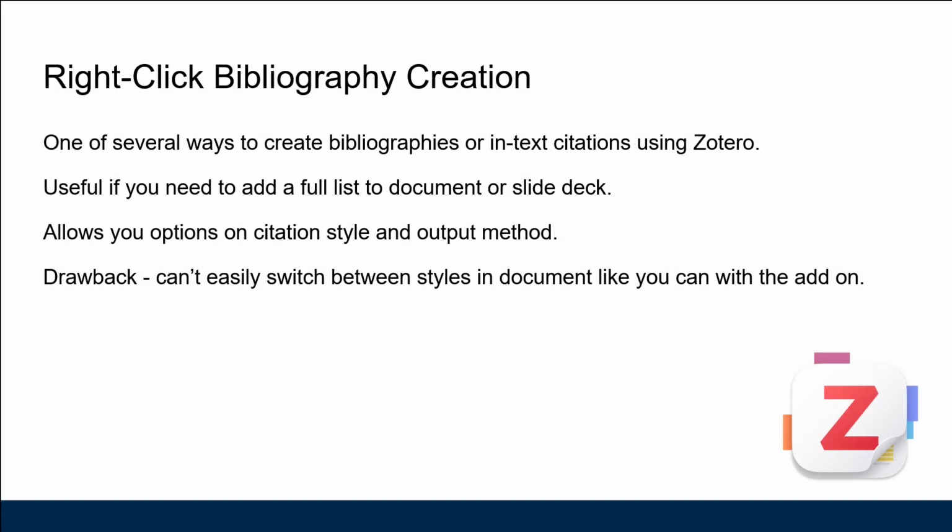Creating bibliographies with the right-click function is one of several ways to create bibliographies or in-text citations with Zotero. It is really useful if you need to add a full reference list, works cited list, or bibliography to either a completed document, a slide deck, or something like a conference poster. It allows you options on different citation styles and different output methods. The one drawback is that you can't easily switch between styles in a document like you can with an add-on. You'd have to rerun the right-click function in order to get a new bibliography in a different style.